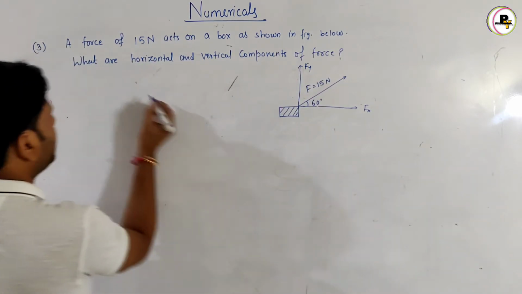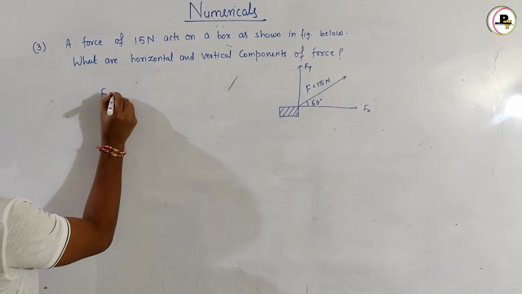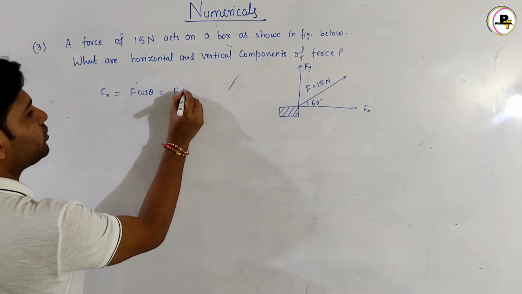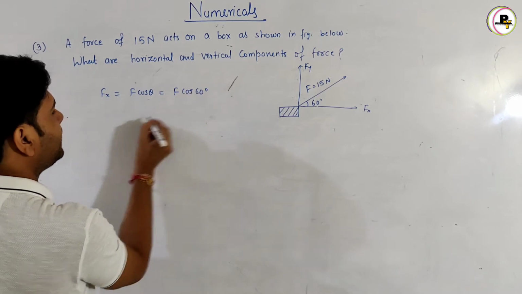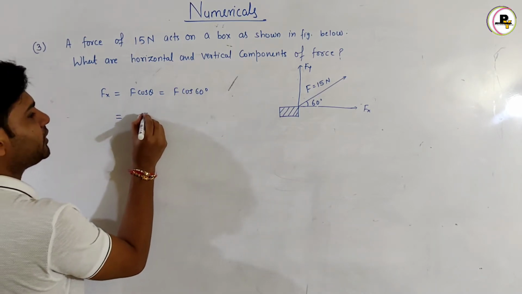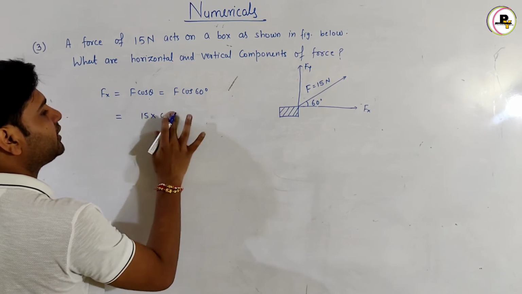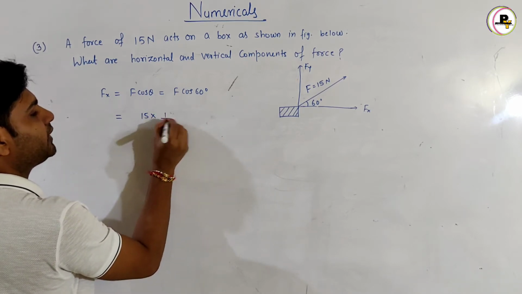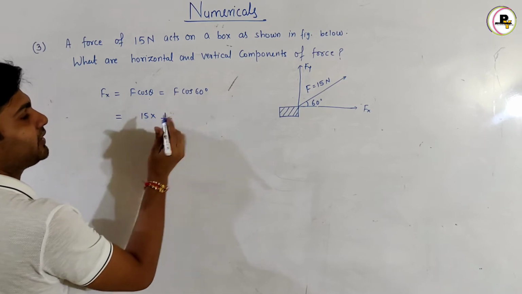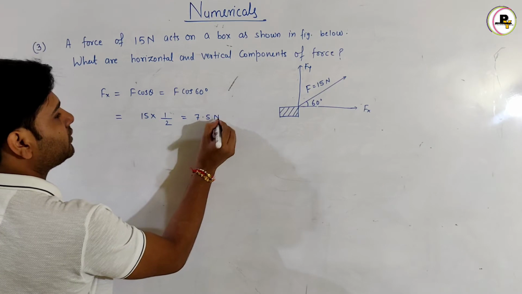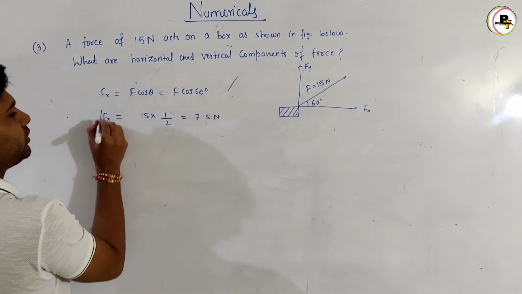So Fx is what? Fx will become F cos theta, that is F cos 60 degrees, and therefore F is what? It is 15, and cos 60 is what? It is 1 by 2. Therefore I get what? 7.5 Newton. This is what? The horizontal component.